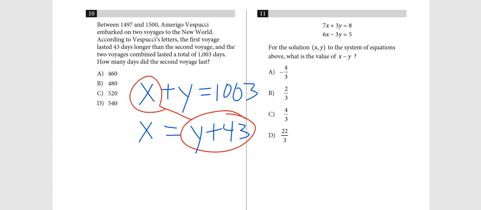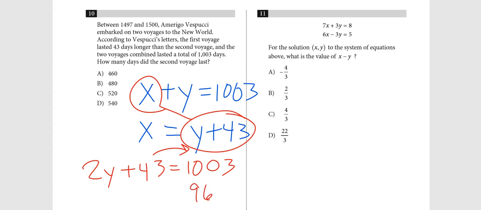Alright. So if I substitute that in, I get 2y plus 43 equals 1,003. Subtracting 43 to the other side would give me 960 equals 2y. So the shorter trip was 480. Is that what they asked me for? They asked me the first voyage lasted 43 days longer. Well, I just wanted to make sure I was answering the question right, because if they asked me about the other one, then I'd be wrong.